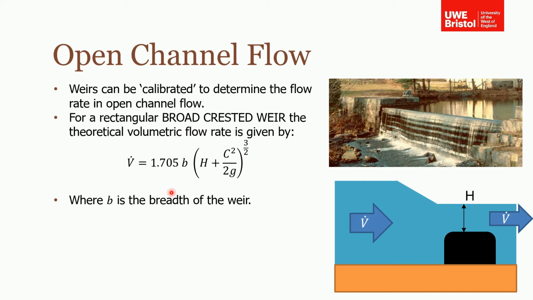This has been derived previously, so here's the function for a broad crested weir. It's this constant times b, where b is the breadth. Looking at this figure, it's coming out of the page, so the breadth of the weir is effectively the width. So it's this constant times the breadth times the height, which is the height from the top of the weir to the free surface, times the square root of 2g, and this is a function to the power of 3 over 2. As I say, I'm not going to derive this, so you can almost just take this at face value.